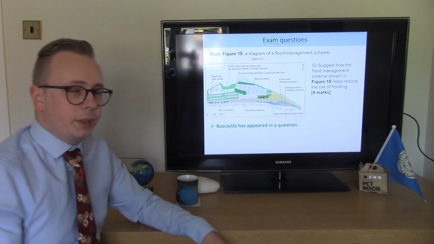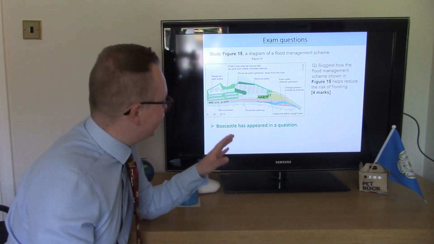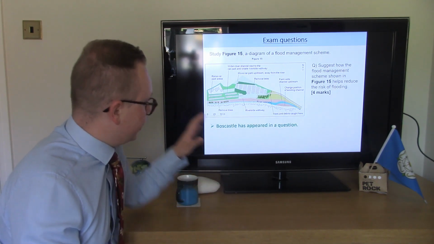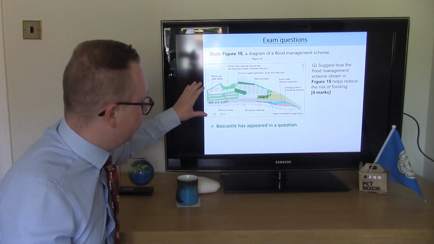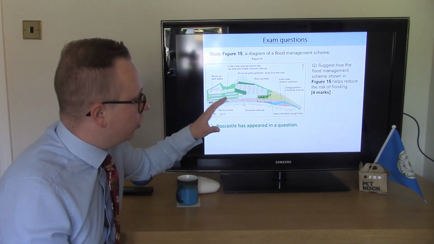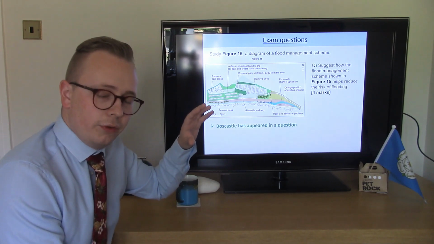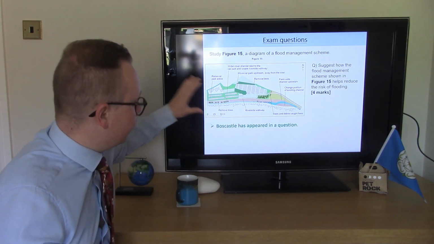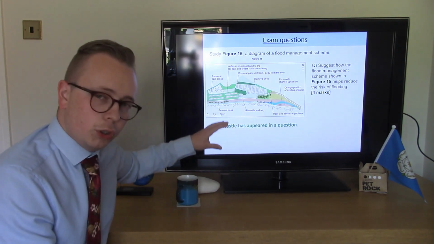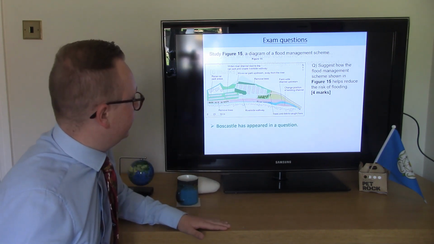And finally, we'll take a look at some exam questions. This is one we actually looked at last time because it actually features the map of Boscastle. The question itself does not refer to Boscastle, doesn't ask for an example to be used, but Boscastle itself has actually appeared as a question. But we won't talk about this one today, we did that in the last video.